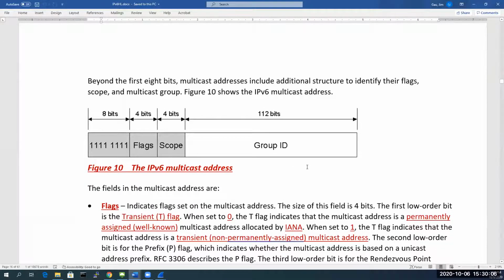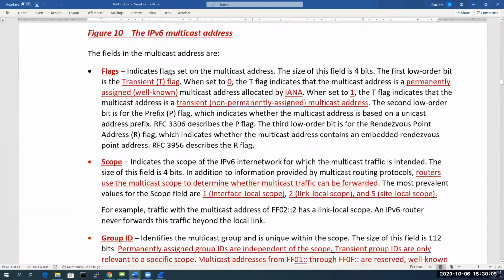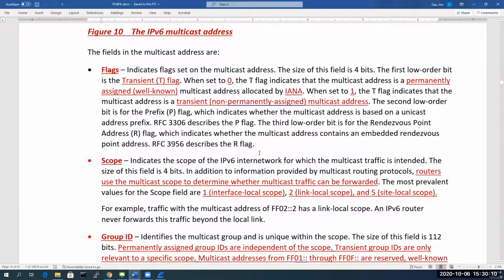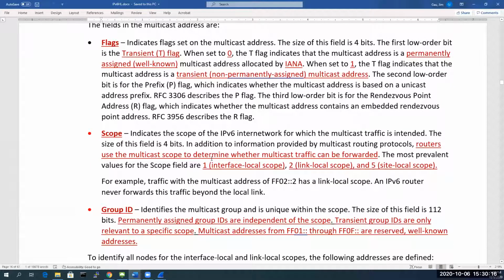All right. So then let's talk about the scope of the multicast address in here. The 1 means interface local. Interface meaning that it's inside the interface itself. We usually don't deal with that. Usually the 2 is the one that we will deal with all the time. That's a link local scope.